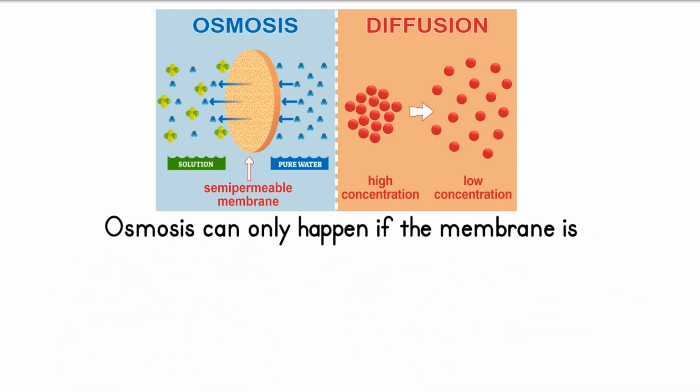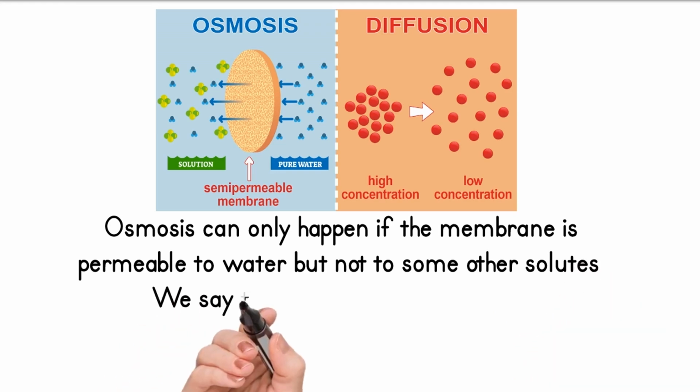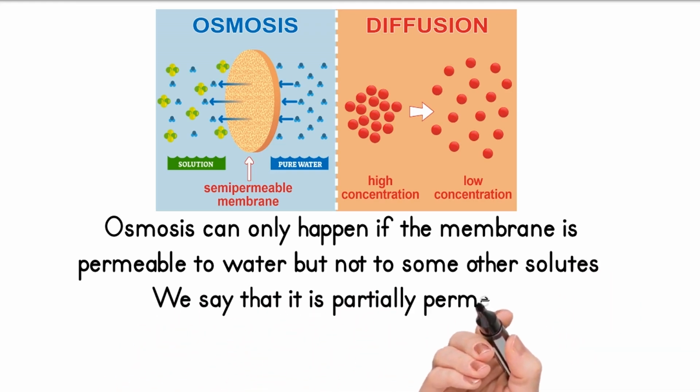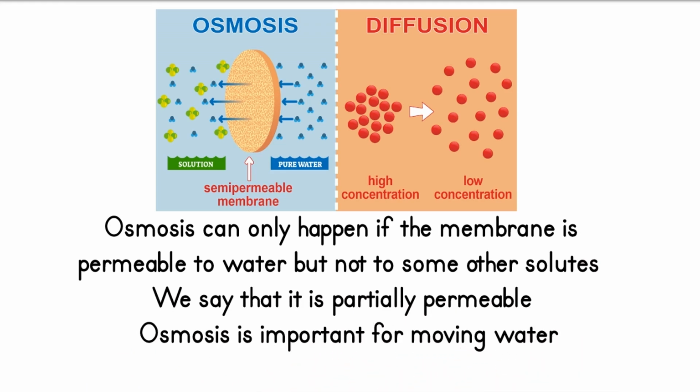Osmosis can only happen if the membrane is permeable to water, but not to some other solutes. We say that it is partially permeable. Osmosis is important for moving water from cell to cell, for example, in plant roots.